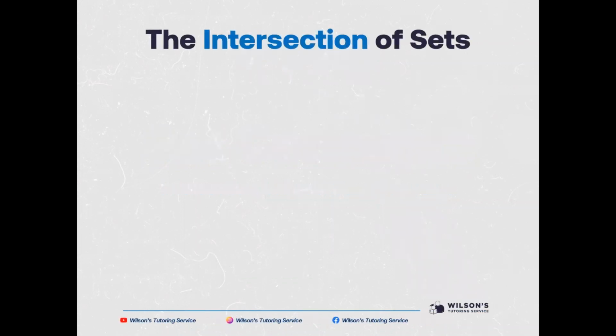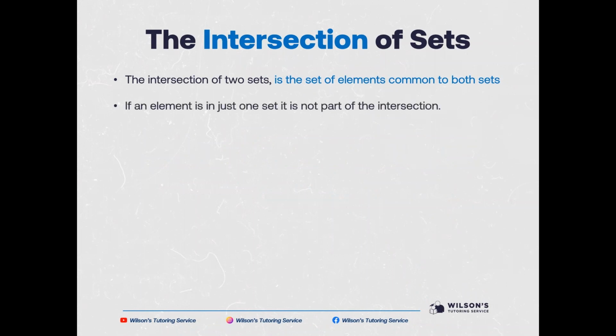The intersection of sets. The intersection of two sets is the set of elements common to both sets. If an element is in just one set, it is not a part of the intersection. The symbol that is used to represent the intersection of two sets is placed between the names of both sets, and it looks like an upside down U.